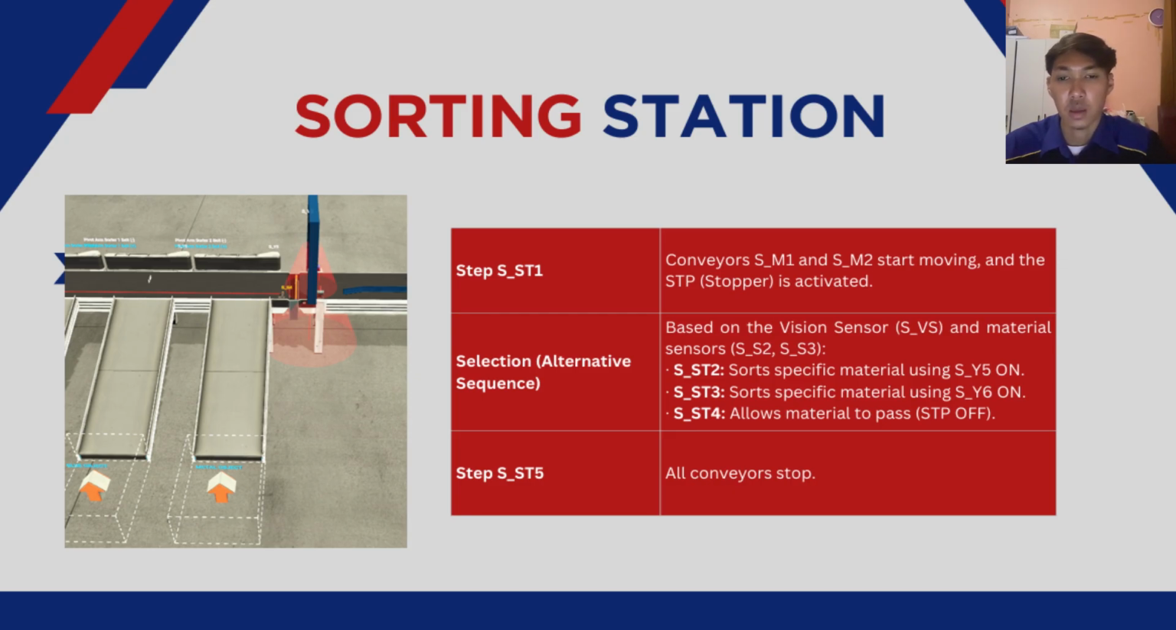And the next is the selection or alternative sequence based on the vision sensor, material sensors S2 and S3. For step 2, sort specific material using Y5 on. And step 3, sort specific material using Y6 on. For step 4, allow material to pass, STP off. And step 5 is all conveyors stop.